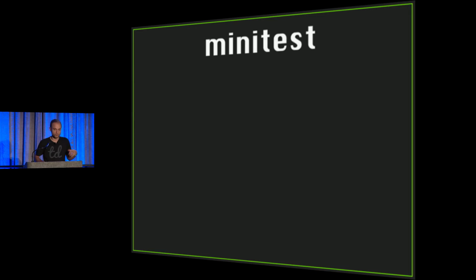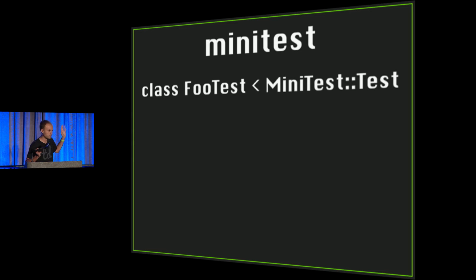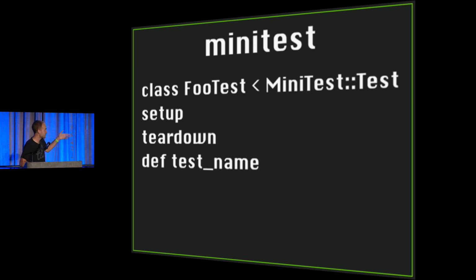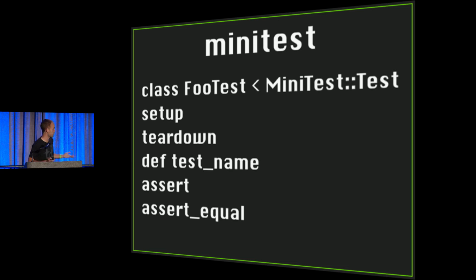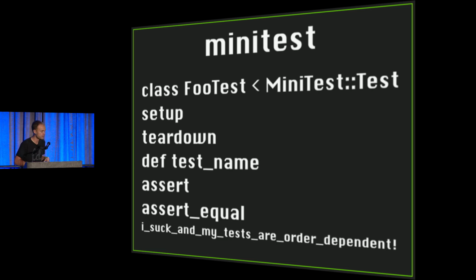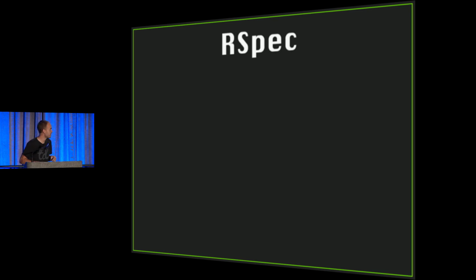Minitest is an example of a Ruby test framework that is very, very minimal, as the name implies. Everything is just a class. There's a couple methods you can override, like setup and teardown. Each test is a method. Everyone understands methods and classes. Assert equal are pretty simple assertions. Ryan's a funny guy, so he has some in there like "I suck and my tests are order dependent," which fixes the order. RSpec, meanwhile, is a very large API.